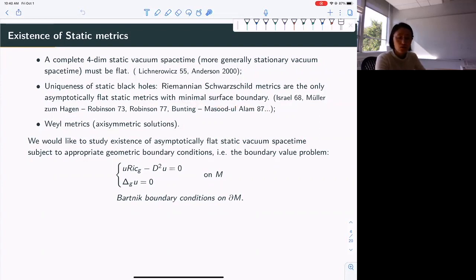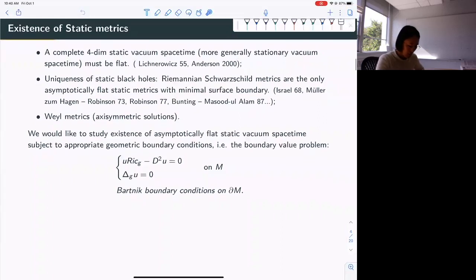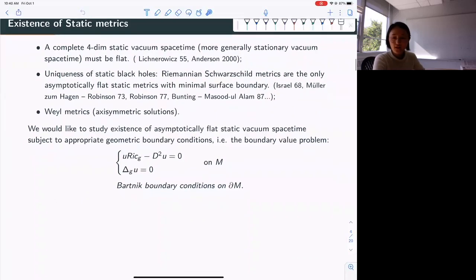So in order to come up with static vacuum pairs other than this Schwarzschild family, we want to impose appropriate geometric boundary conditions on the static vacuum system. And here we will consider the Bartnik boundary condition. Before I introduce the Bartnik data to you, is there any question?